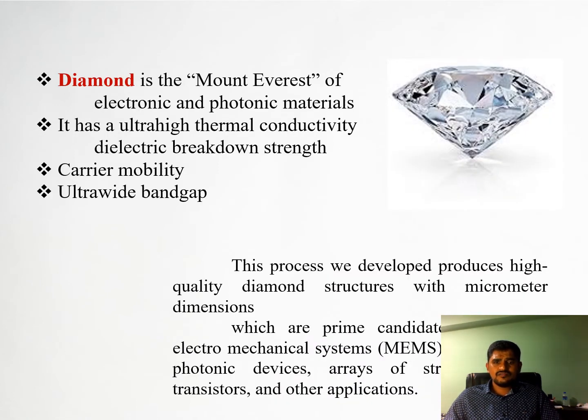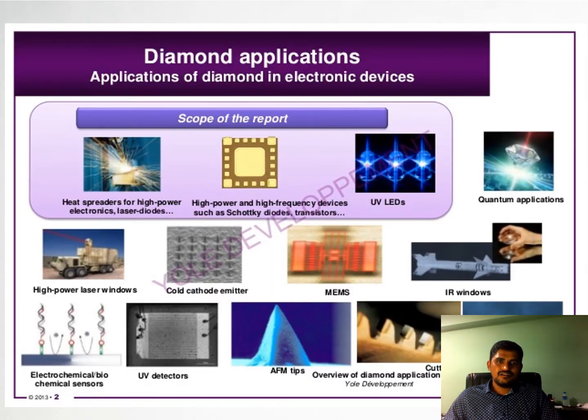As we all know, diamond is the Mount Everest of electronic and photonic materials, and it is widely used. It has an ultra wide band gap, and it is used for MEMS, quantum photonic devices, arrays, strain engineering, transistors, and other applications. Further applications we are going to describe next. From this slide, we can see how useful diamond is for different industries and different applications. There are so many applications. It is widely used, as described here.